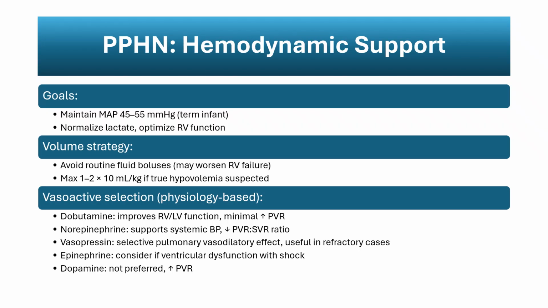Epinephrine may be considered for ventricular dysfunction with shock, while dopamine is generally avoided due to its potential to increase pulmonary vascular resistance. Tailoring volume and vasoactive therapy to the infant's hemodynamic profile ensures adequate oxygen delivery while reducing strain on the pulmonary circulation and supporting the response to targeted pulmonary vasodilators.